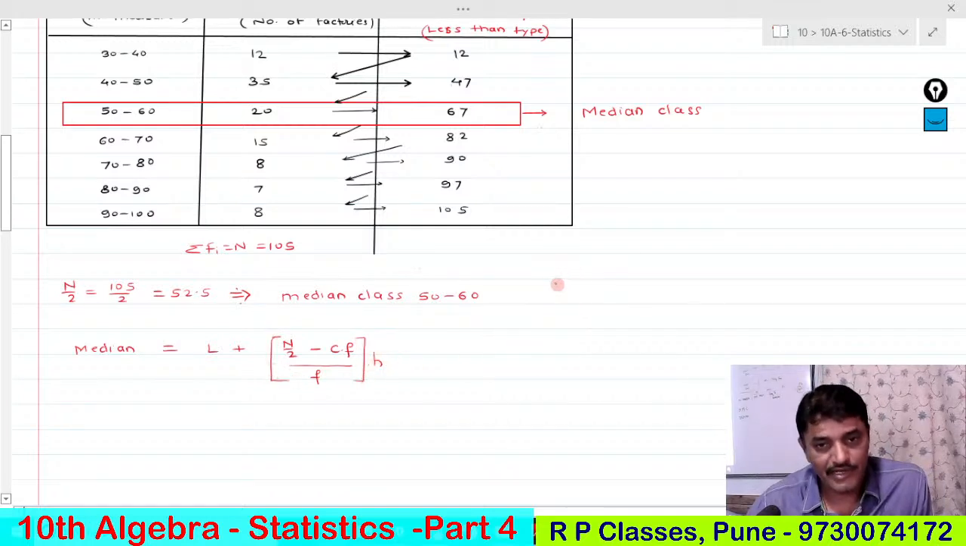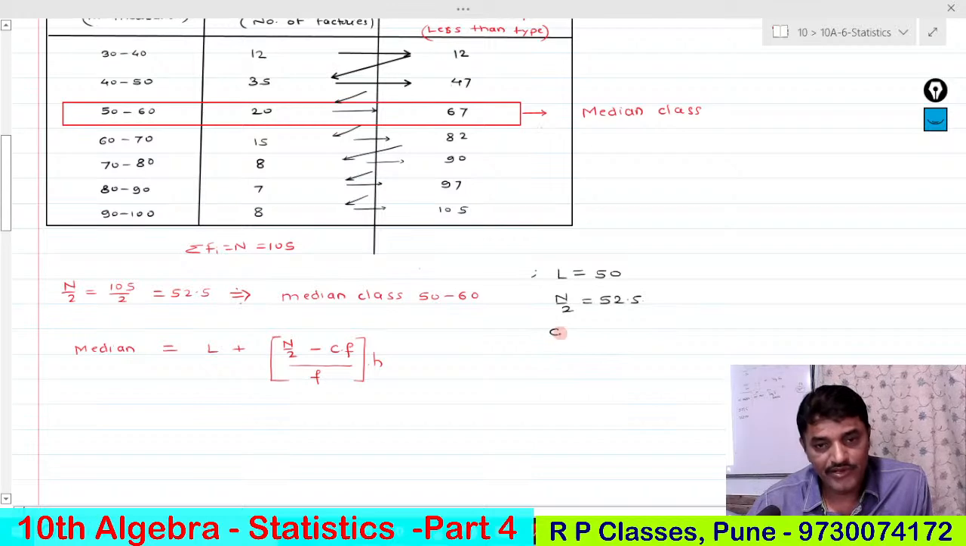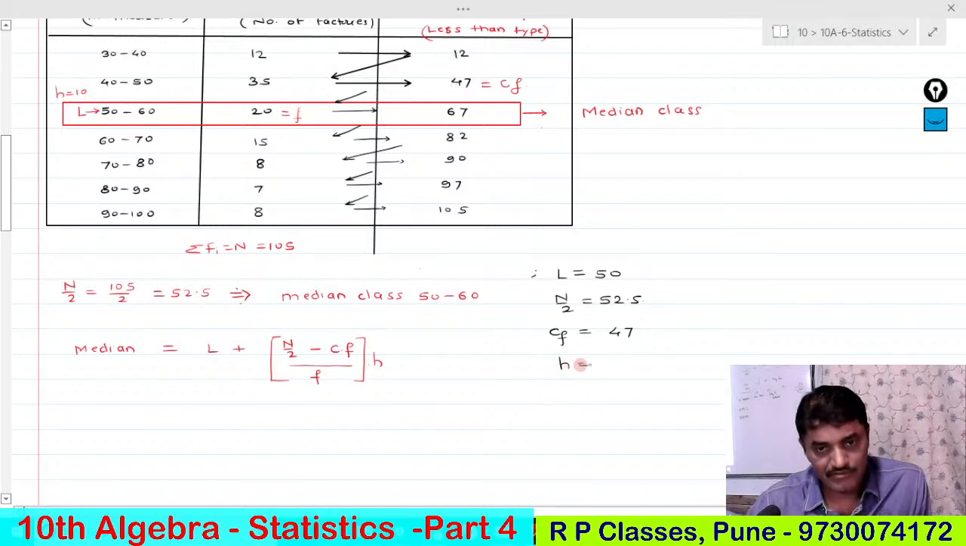Here I have to write: L is the lower limit of the median class, 50. n by 2 is 52.5, correct? Then the cumulative frequency of the class preceding the median class is 47. H is equal to 10, correct? Frequency of the median class is 20.